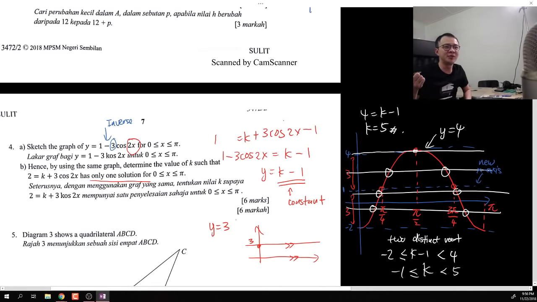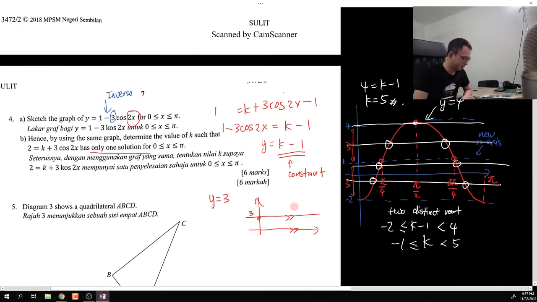One solution means one y straight line will touch the graph at one point. Two solutions means one y line here will touch at two different points. Yeah, two solutions mean two intersection points. Alright, I hope you can understand. If you can, then I move on to number 5.